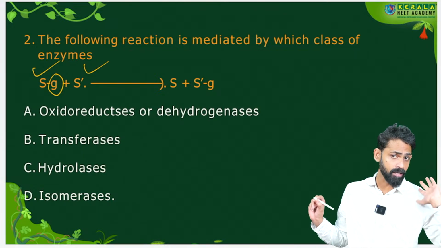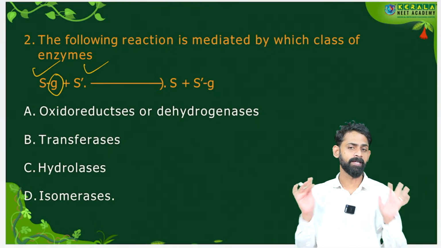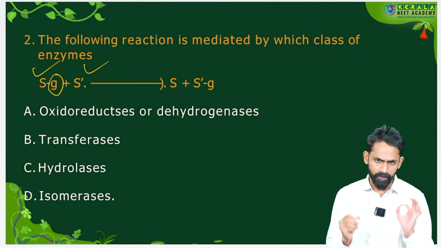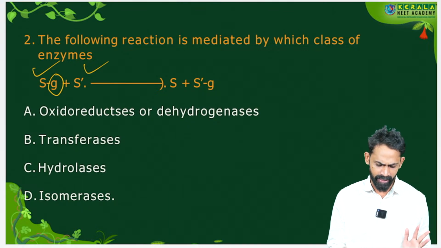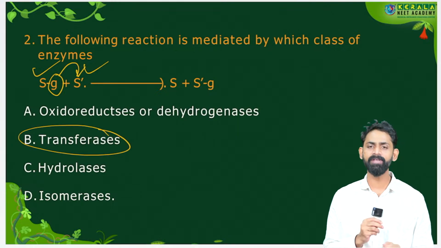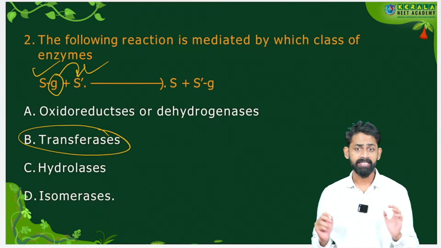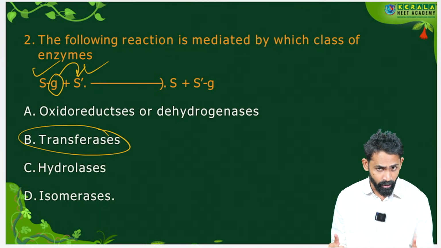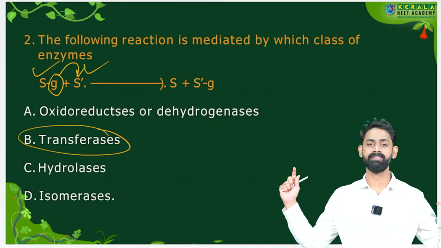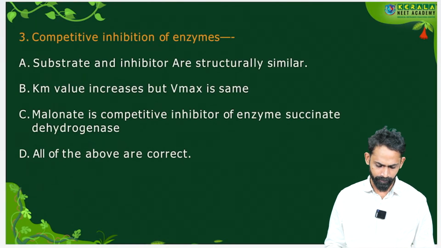If hydrogen is transferred, automatically the enzymes belong to oxidoreductases or dehydrogenases. This is clearly mentioned in the NCERT as a definition. So group G is transferring from S to S prime, mediated by an enzyme belonging to the class transferases. I said 6 classes of enzymes, you can check them once, and their general equations too. That's enough. Next I am going forward.